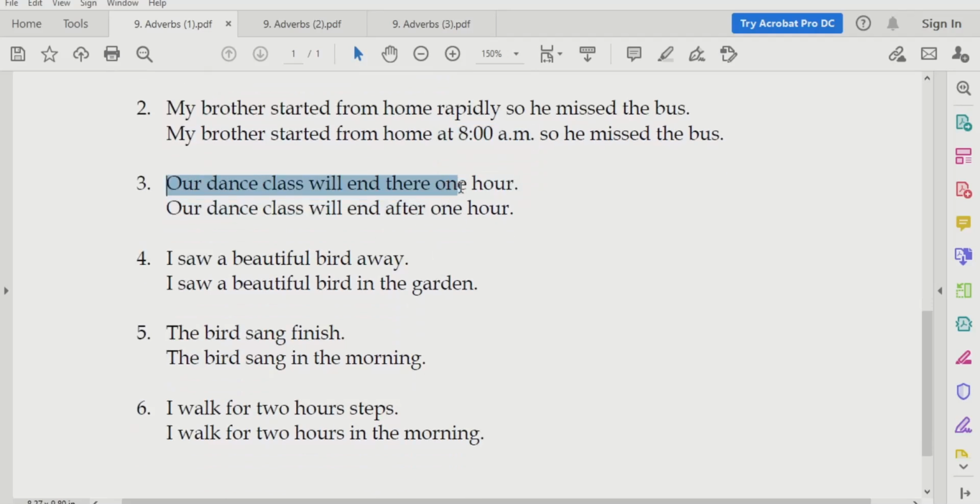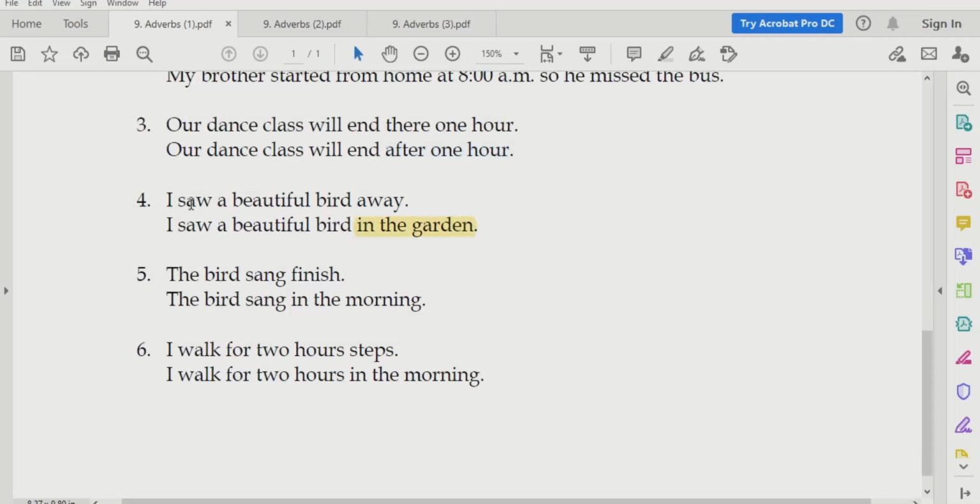Our dance class will end there 1 hour. Here you can automatically see the word there is wrong. So replacing that you will put our dance class will end after 1 hour. Over here you can see we have used just this word and there is no exact time over here, right? But we had half of the answer in the question itself. You can see over here 1 hour. So we put our dance class will end after 1 hour. 1 घंटे के बाद.